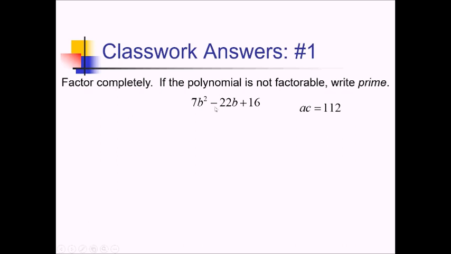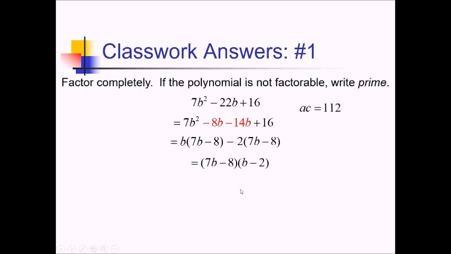So I'm going to split this up into negative 8b minus 14b. And then I'm going to factor by grouping since I have 4 terms. Let me take a b out of the first group here, so that's going to be 7b minus 8. And then for the next pair, we can take out a negative 2, leaving me with 7b minus 8. I can take the 7b minus 8 out of everything as a common factor, and that leaves b minus 2 as my leftovers to go right next to it.